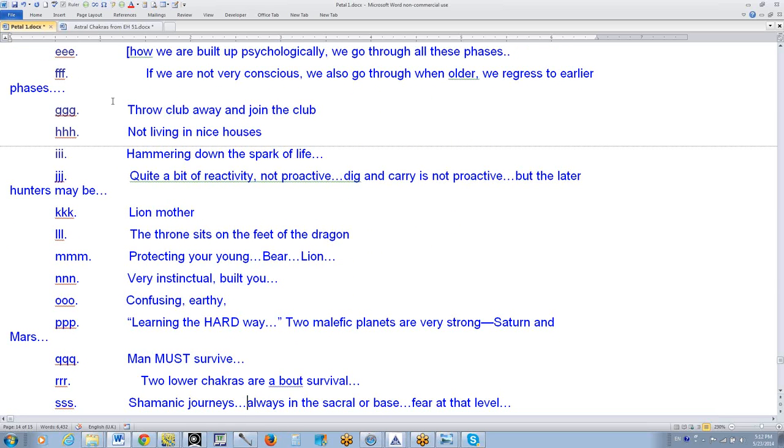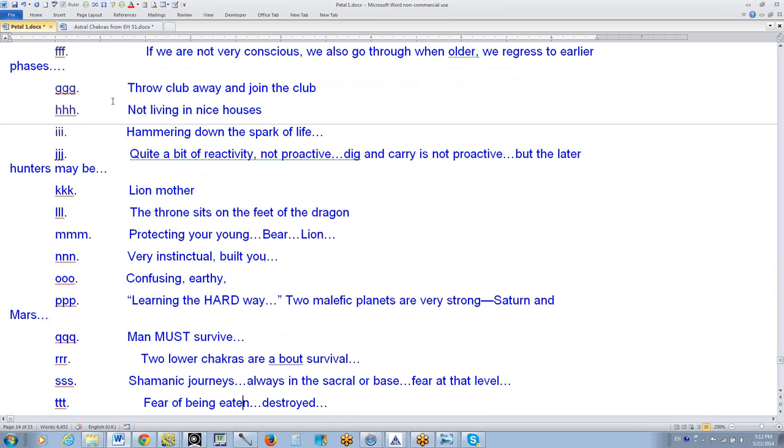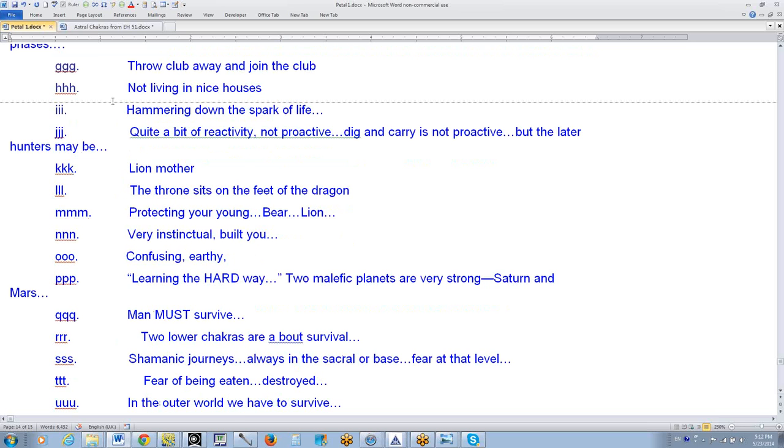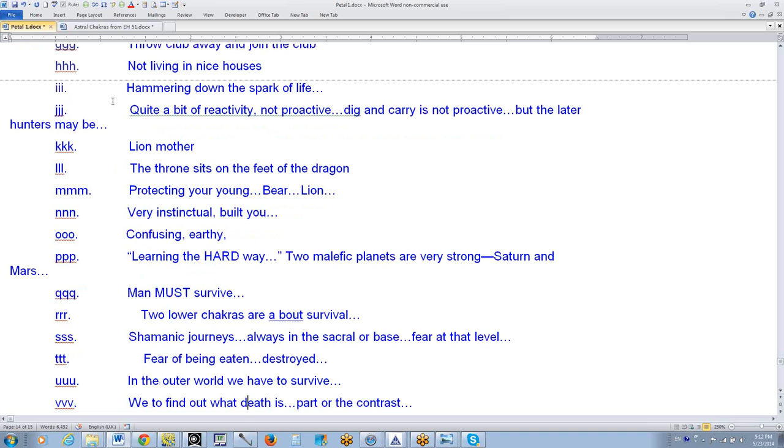Someone said they're not living in nice houses. So it's the hammering down of the spark of life. Quite a bit of reactivity, not really knowing how to think ahead. So there's no proactivity, just the dig and carry phase is not proactive. But then those later civilizations did emerge, but remember they were directed by higher beings.